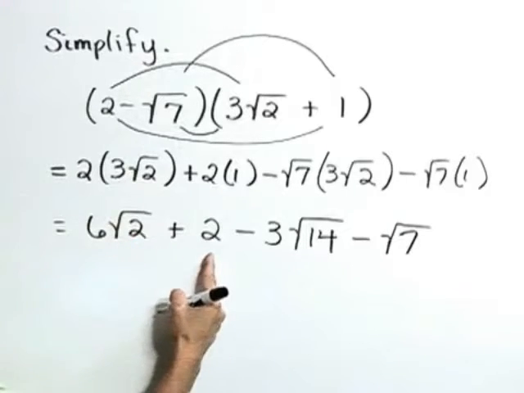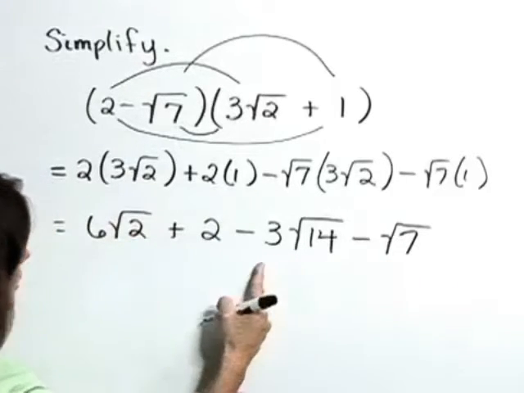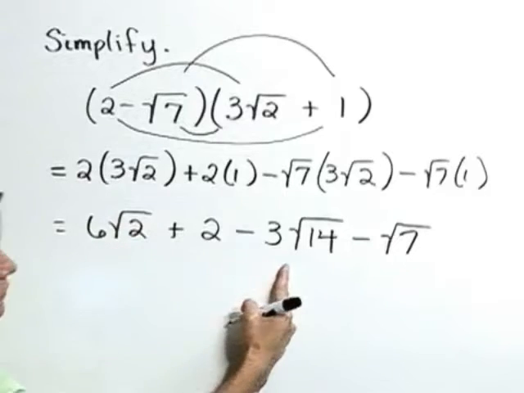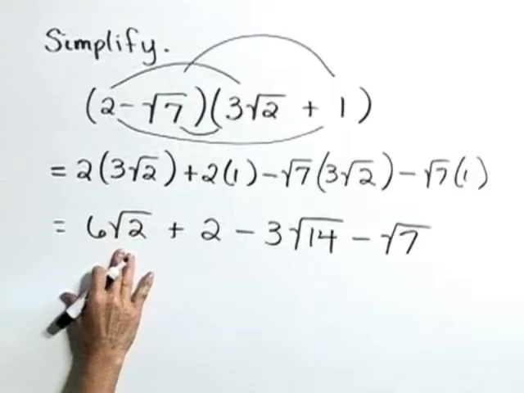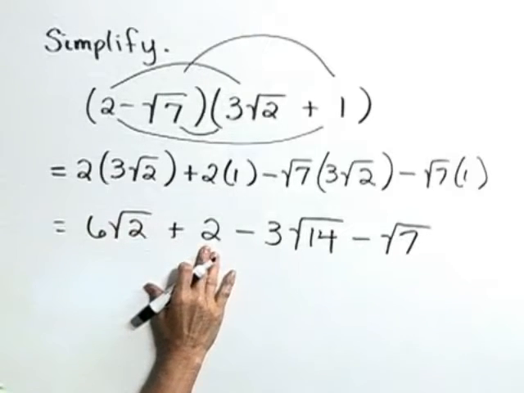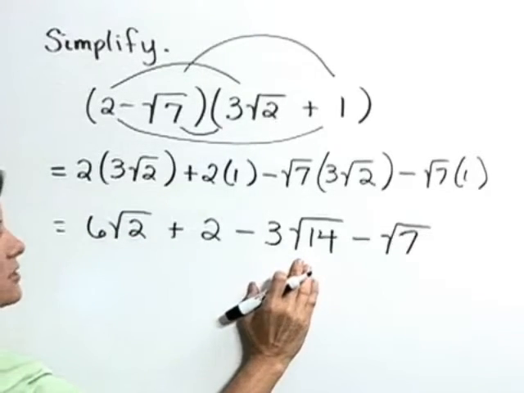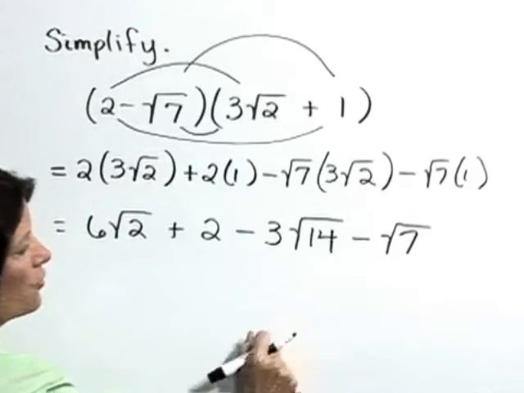If we could, we would combine some like terms, but none of these are alike, and none of them are going to simplify further. So we do have our simplified form here. It's 6 times the square root of 2 plus 2 minus 3 times the square root of 14 minus the square root of 7.